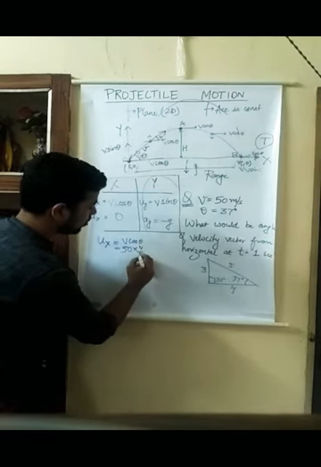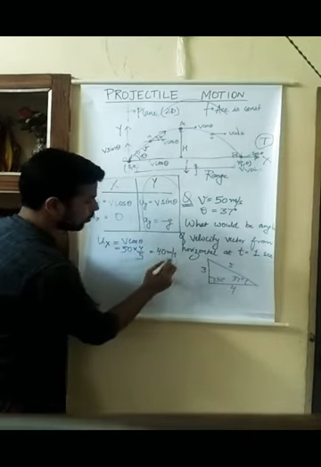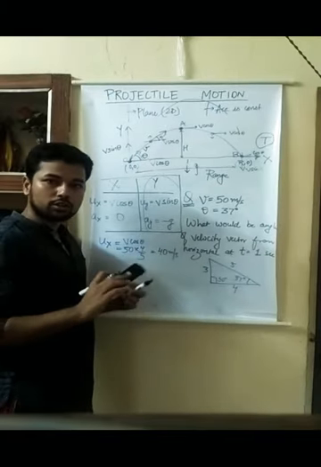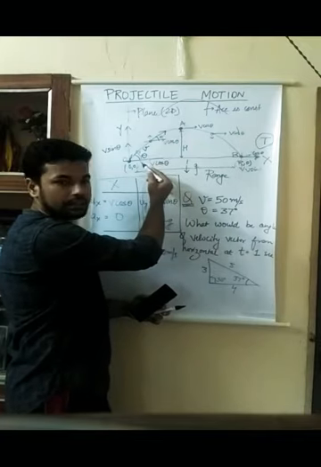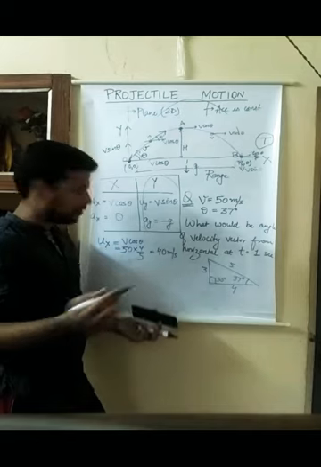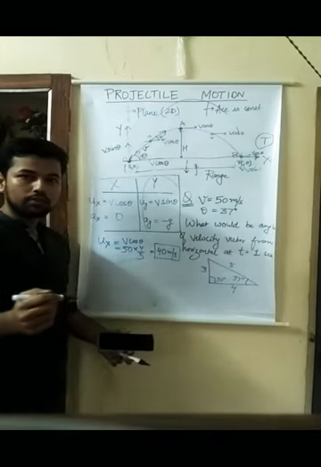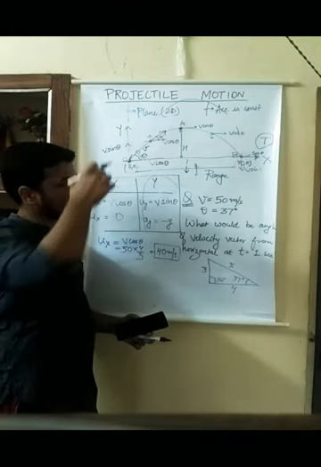So that is 40 meters per second x velocity. Now we know that x velocity does not change throughout the projectile motion. It remains the same from the start, throughout the motion. So at time equal to 1 second, we already know our x velocity. Now we'll try to find out y velocity at time equal to 1 second.